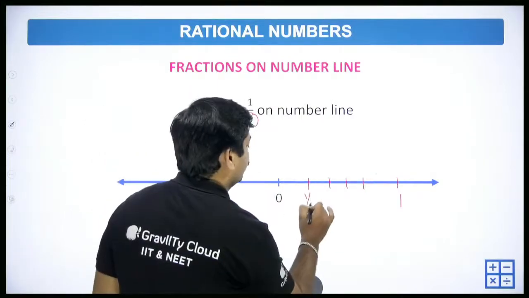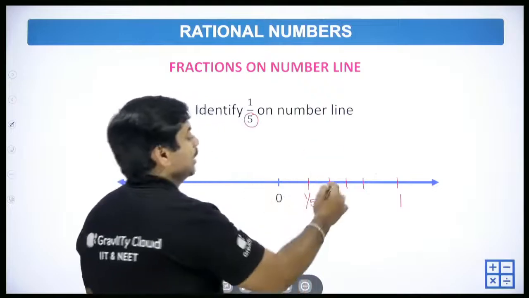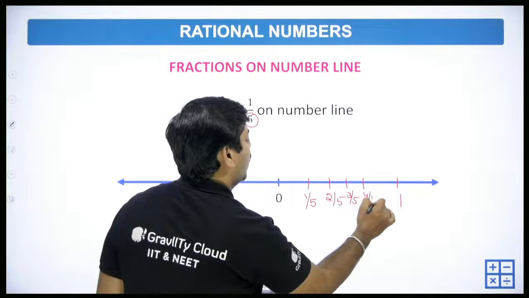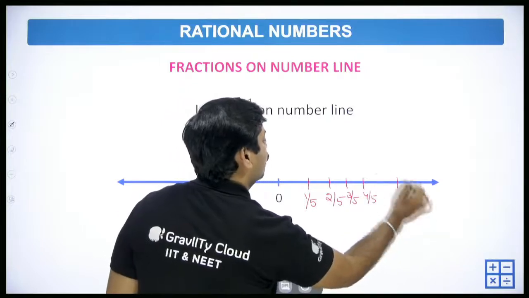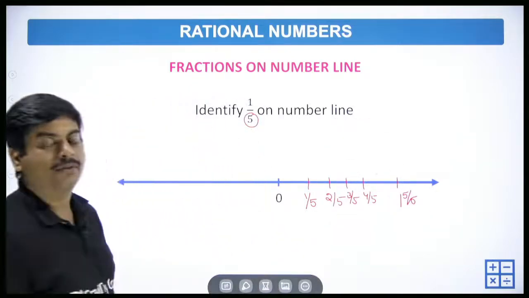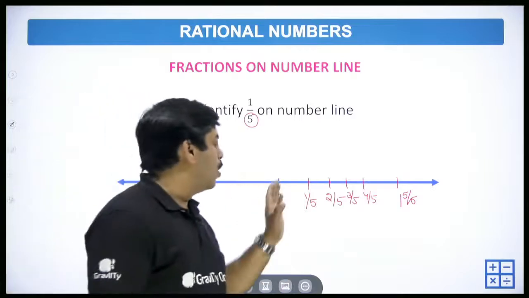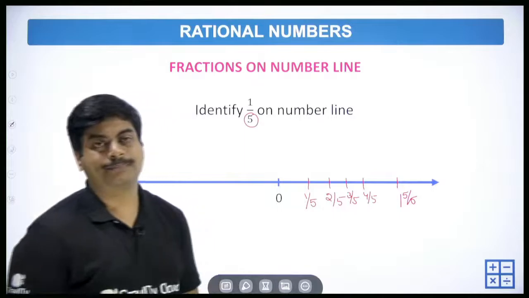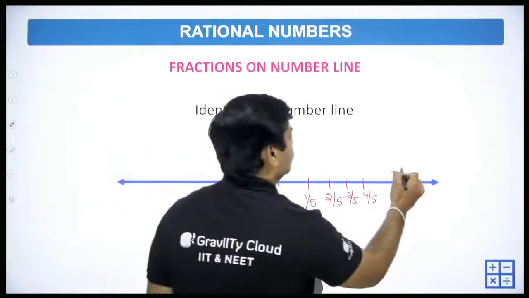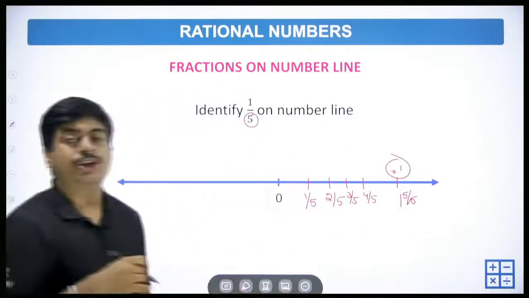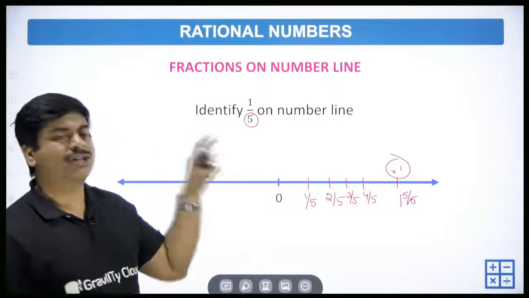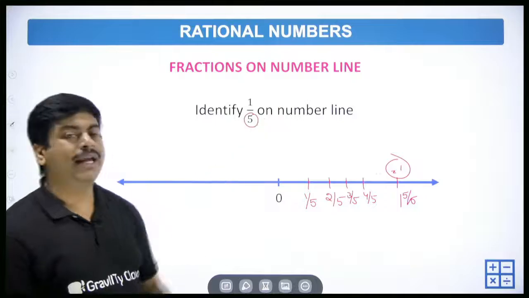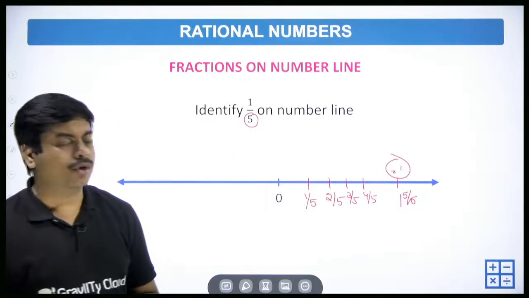So, this part is 1 by 5. Moving ahead, this is the part 2 by 5. The next is 3 by 5, the next 4 by 5 and the last one is 5 by 5, right? So, 0, 1 by 5, 2 by 5, 3 by 5, 4 by 5 and 5 by 5, or 5 by 5 is nothing but 1. So, this is how you need to plot the rational numbers or the fractional numbers on a number line. We'll discuss with more examples.